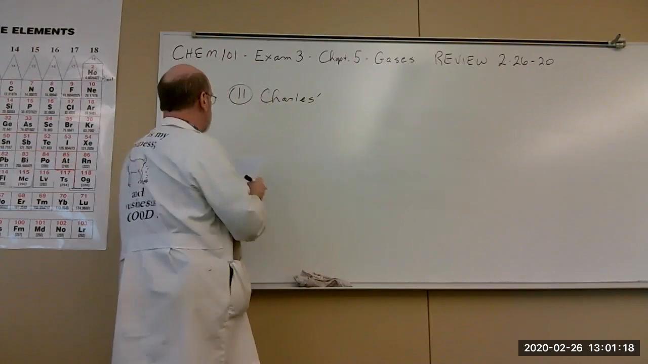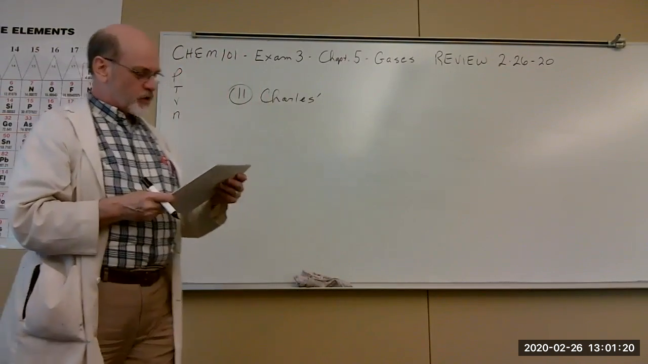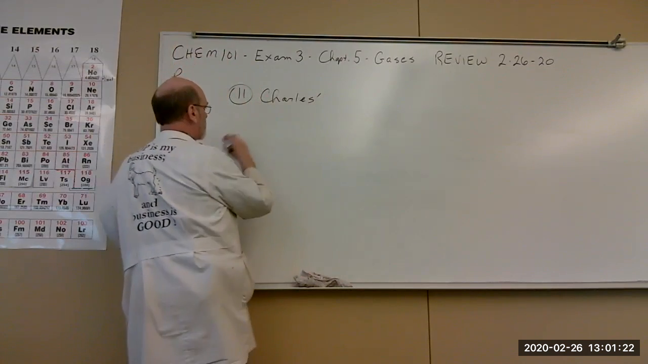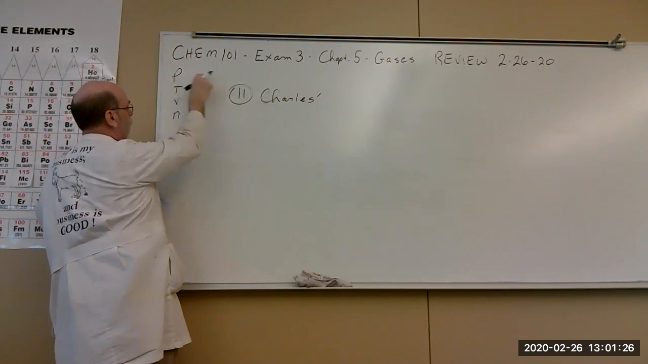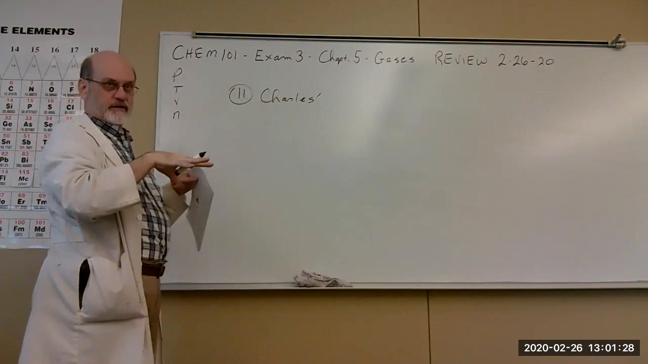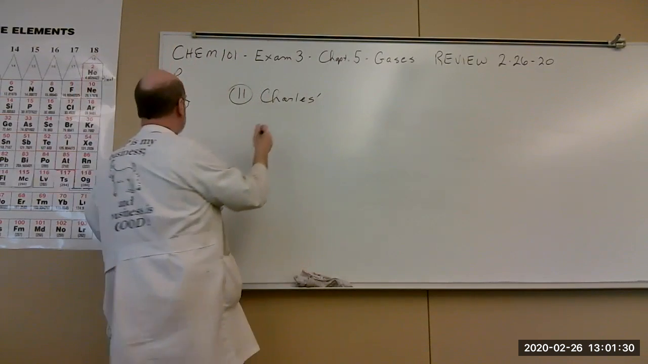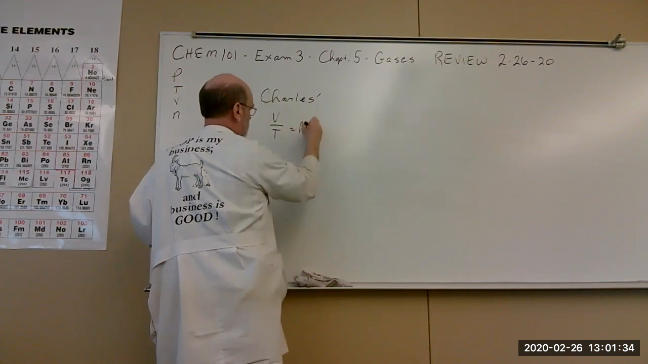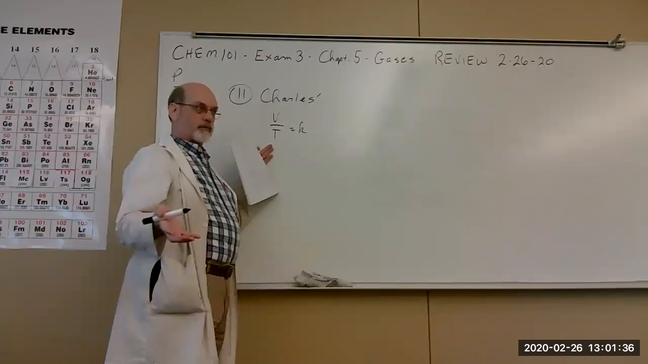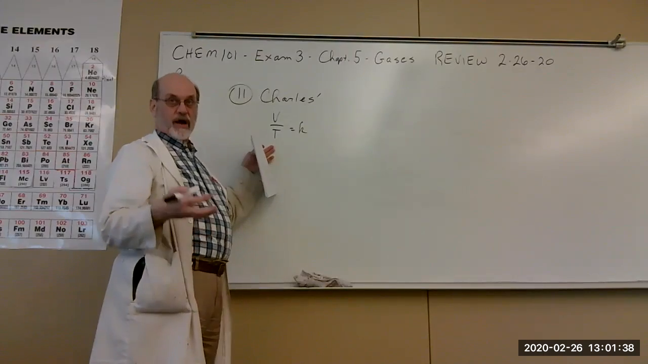Okay, so what does Charles' law state? Well, Charles' law is a relationship between volume and temperature, so pressure and moles are held constant. So we have volume over temperature equals a constant. Direct proportion, right? Positive slope.